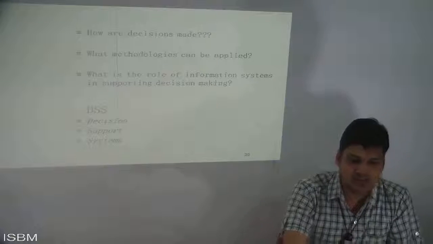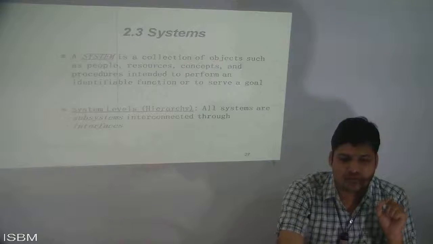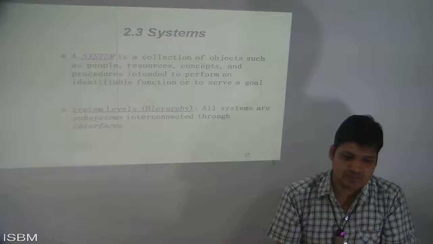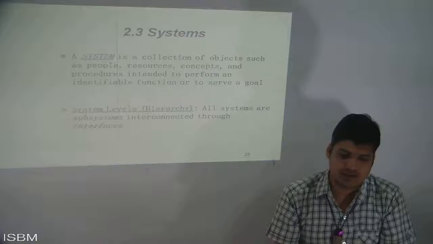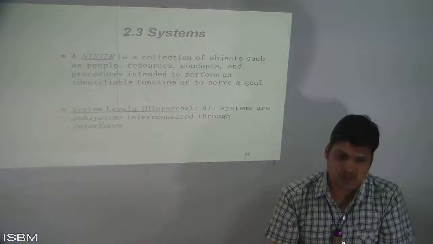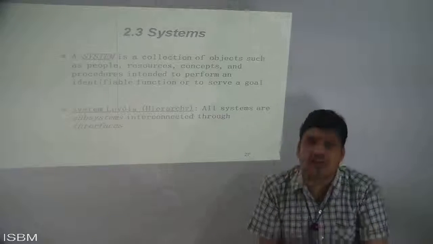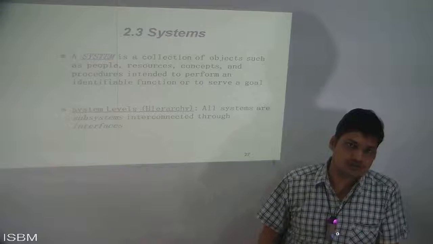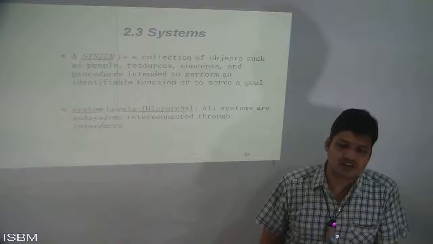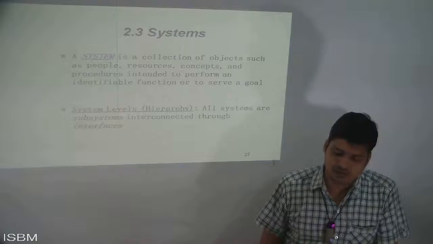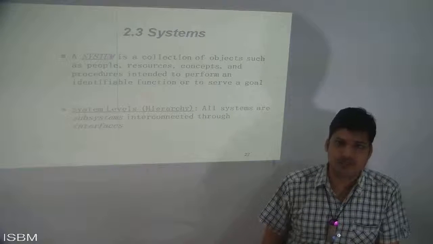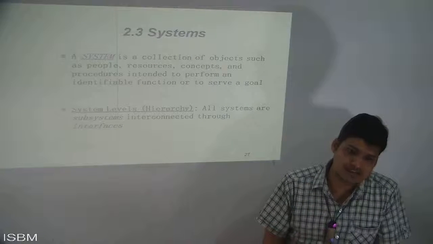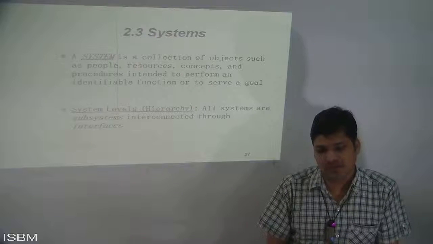There are three terms I have used: DSS, decision support system. A system is a collection of objects such as people, resources, concepts and procedures intended to perform an identifiable function or serve as a goal. What exactly is the system? We are the system. The people, the resources, the concepts, these are all the system. The system in which we are working is also involved in decision making or decision creating. They have all the right or choice to take their own decision for any support.